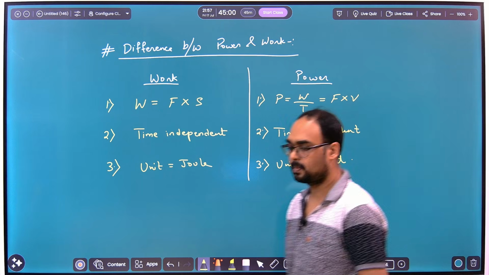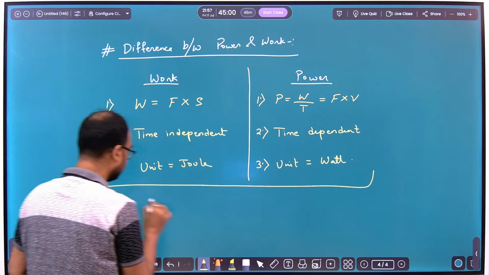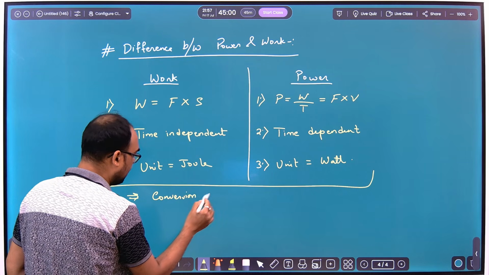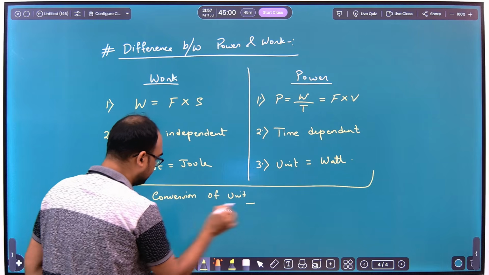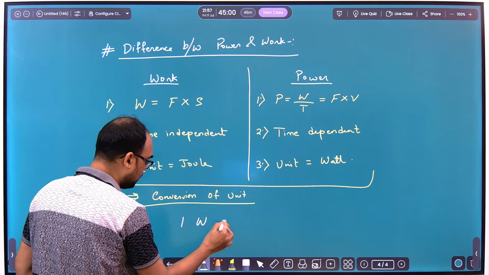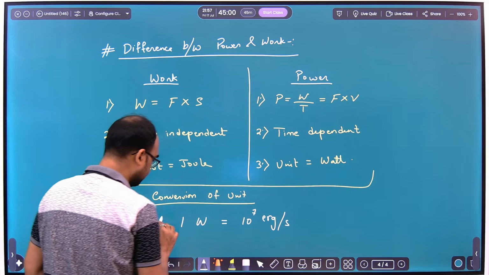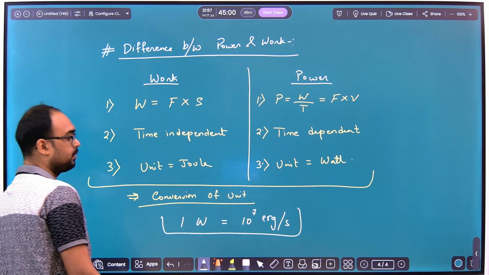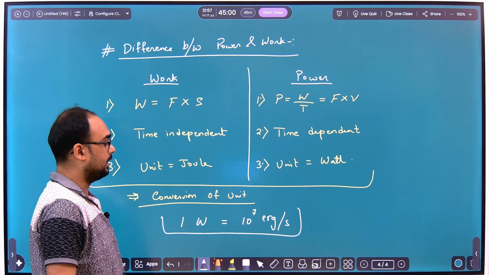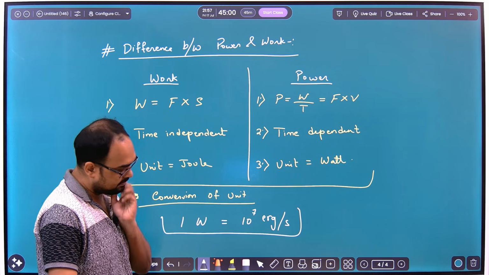Now, for the conversion of unit, I'll just do it over here. Conversion of unit, you can write: 1 watt is equal to 10 to the power 7 erg per second. Okay. Next.